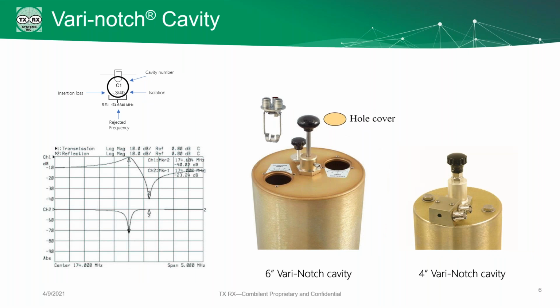This is our vari-notch cavity. This cavity's response curve shows that it can pass a specific frequency and reject a specific frequency. It's a very useful feature in combiner multicouplers because it's all about passing the desired frequencies and rejecting the undesired frequencies.